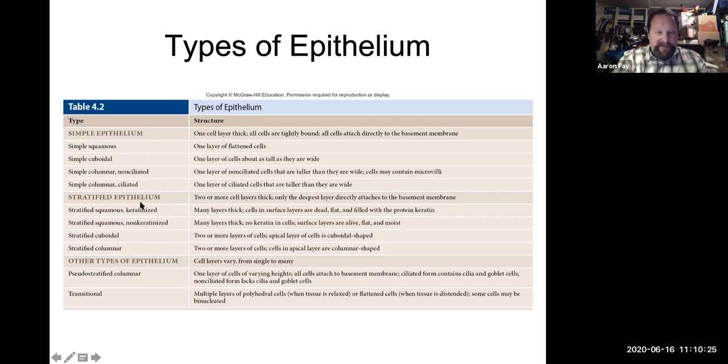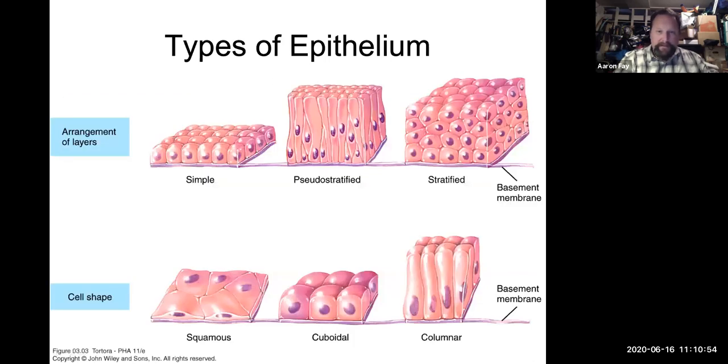Then we have our different types of stratified squamous, keratinized. We'll talk about that in a second, but basically keratin is a tough fibrous protein that's useful for protection and to seal in water. Stratified squamous, many layers of flat cells that do not have keratin. Stratified cuboidal, stratified columnar. Right. Other types, pseudostratified, we'll talk about that in a little bit. Okay. Actually, we'll talk about it now because here is the picture I stole from another source because it does a good job explaining what's going on.